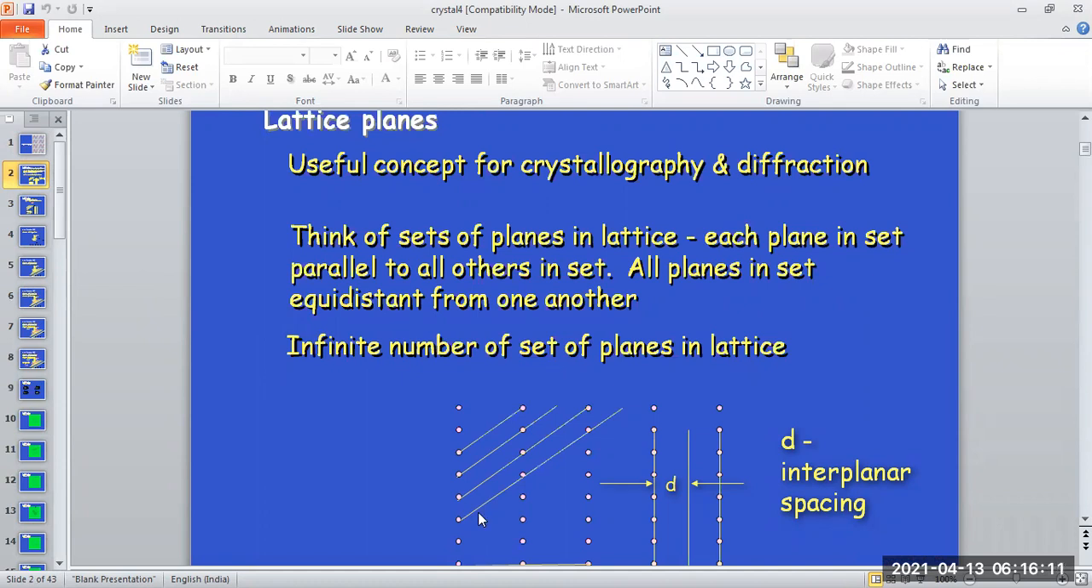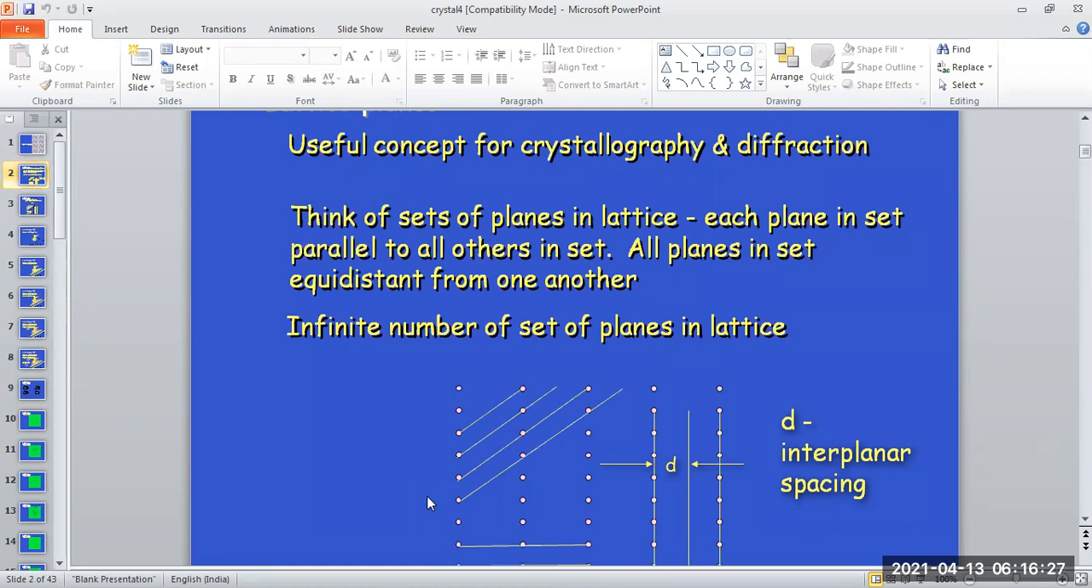In the previous class, we discussed the distribution of atoms, molecules, and ions in the crystal. We call that the crystal lattice. Here, what is happening when I join these imaginary points with a line segment? When we join the line segments in a three-dimensional view, the structure we get is said to be planes.